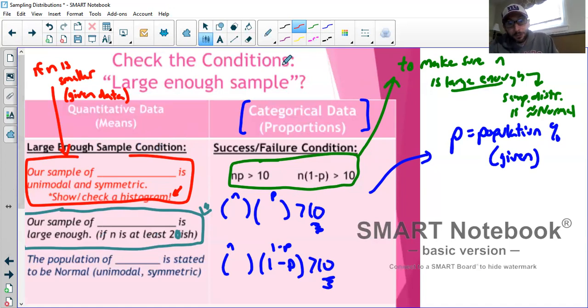The third possibility is that they tell you in the context that the population is a normal distribution. That's probably the least common occurrence from what I've seen on the AP free response. I would expect it to be one of these two boxes, and that's what we'll see more commonly.